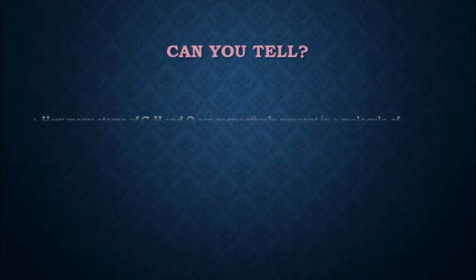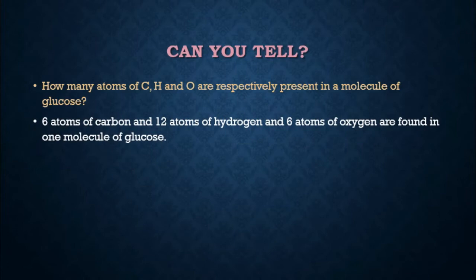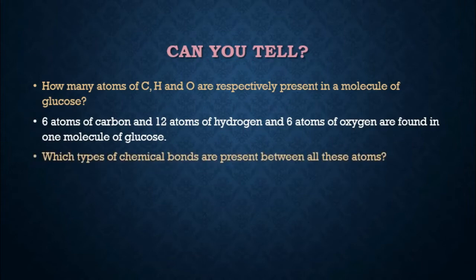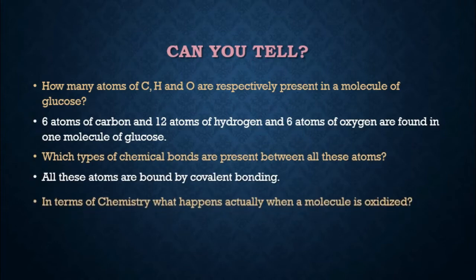We are going to learn how the food we consume is converted into energy. Before that, can you tell how many atoms of carbon, hydrogen and oxygen are respectively present in a molecule of glucose? In a molecule of glucose, there are 6 atoms of carbon, 12 atoms of hydrogen and 6 atoms of oxygen. Which types of chemical bonds are present between all these atoms? All these atoms are bound by covalent bonding.